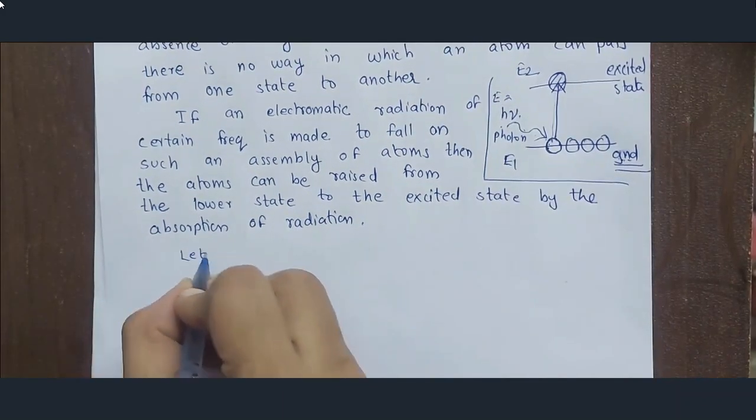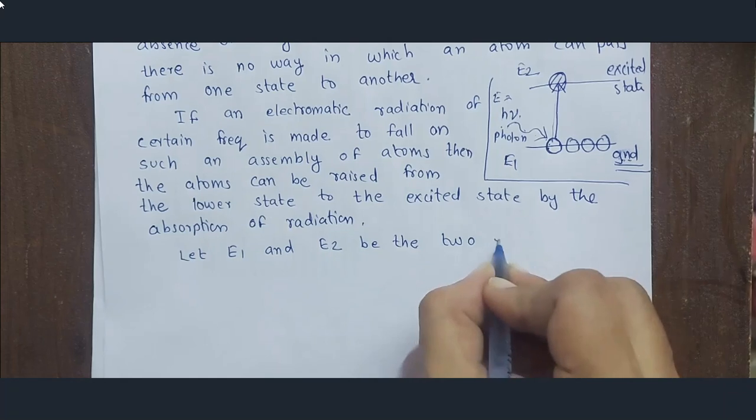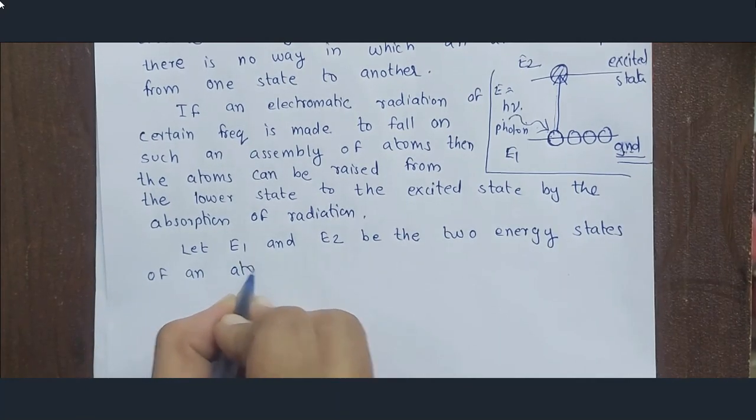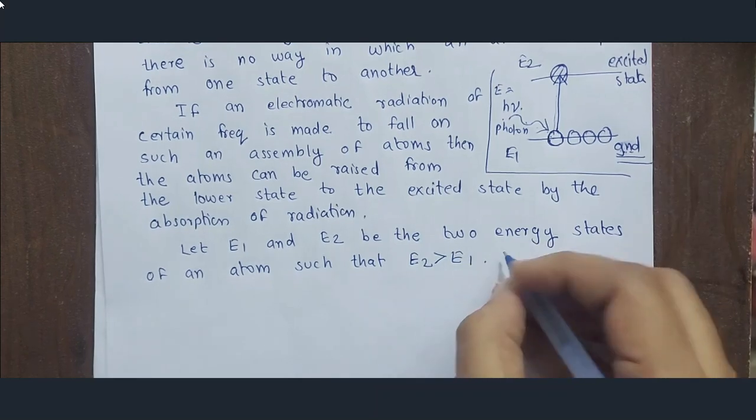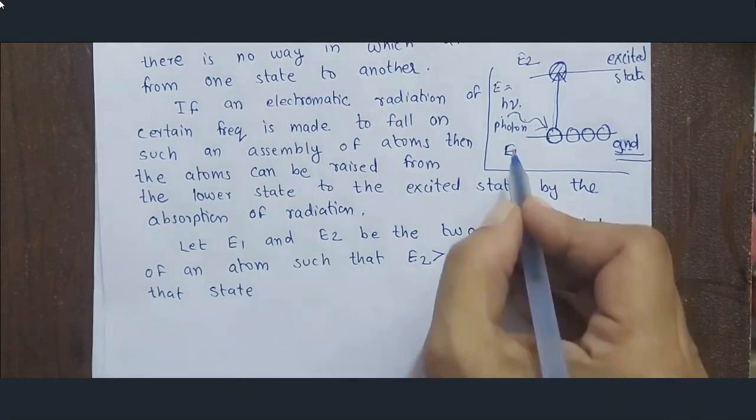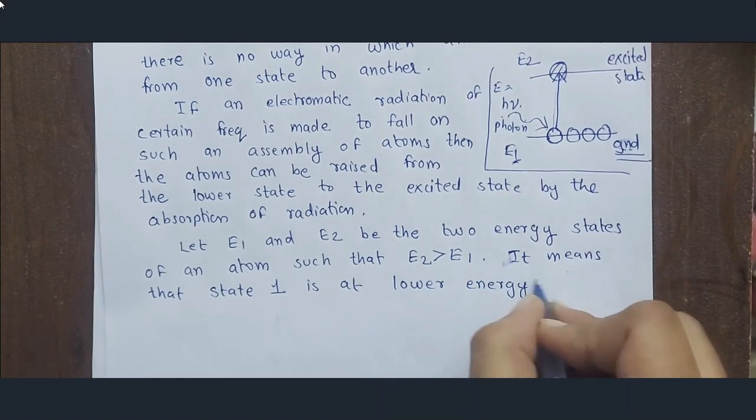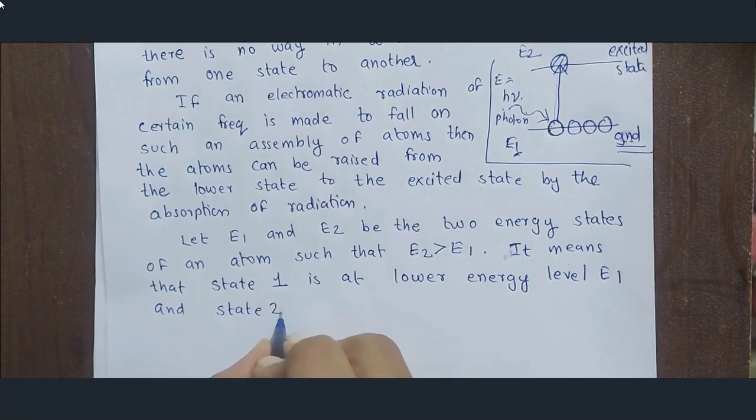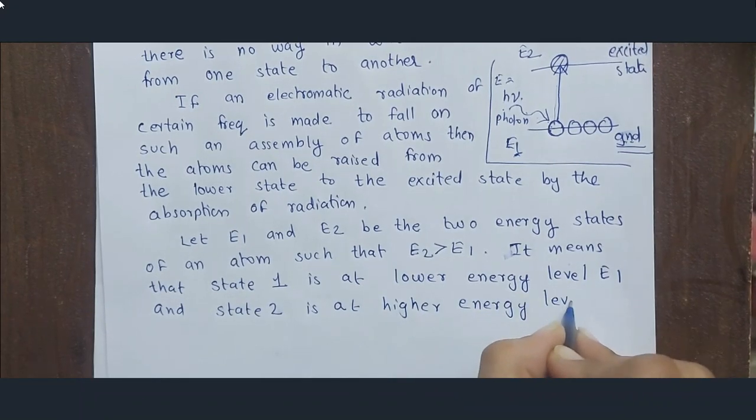Let E1 and E2 be the two energy states of an atom such that E2 is greater than E1. It means that state 1 is at lower energy level E1 and state 2 is at higher energy level E2.